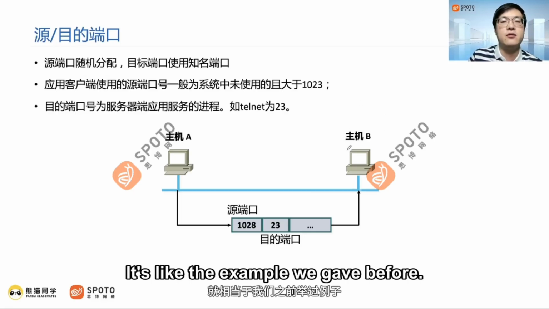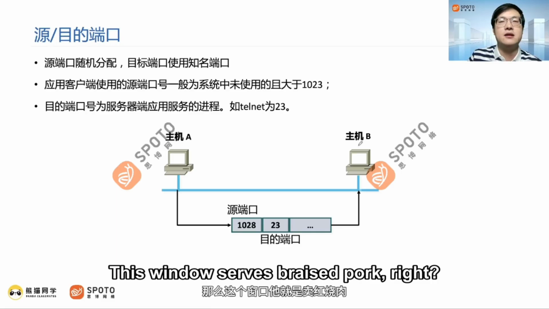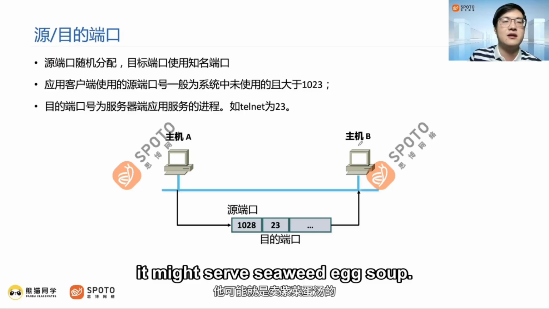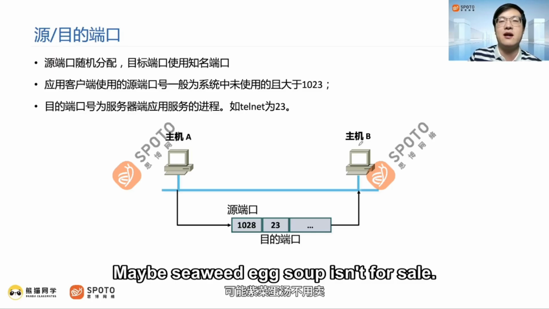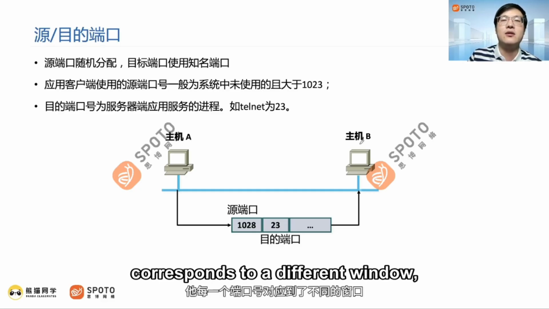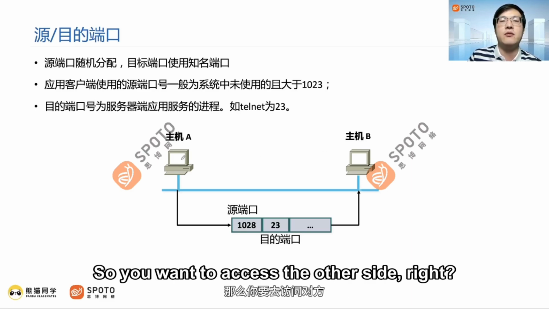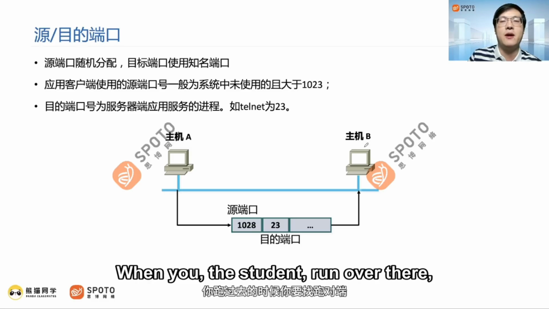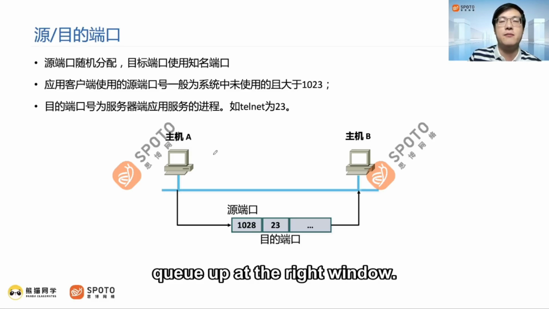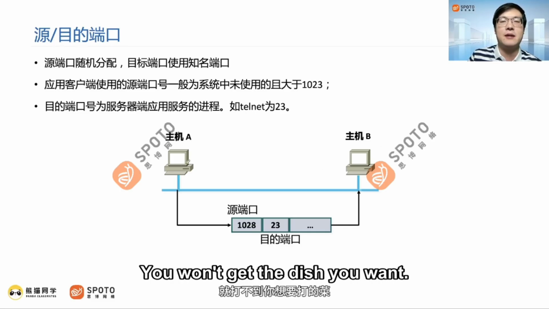It's like the example we gave before. You need to go to the cafeteria to get food, right? This window serves braised pork. The next window might serve seaweed egg soup. Maybe tomato scrambled eggs. Each port number corresponds to a different window, a different application. So you want to access the other side, right? When you, the student, run over there, you must find the right queue and line up at the right window. You can't just run around randomly. If you run around, you won't get the dish you want.